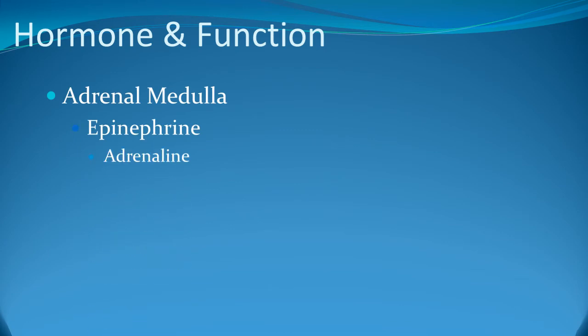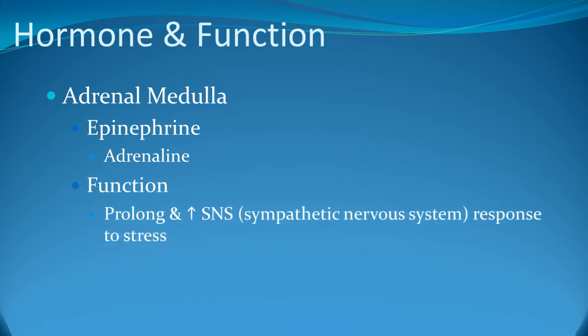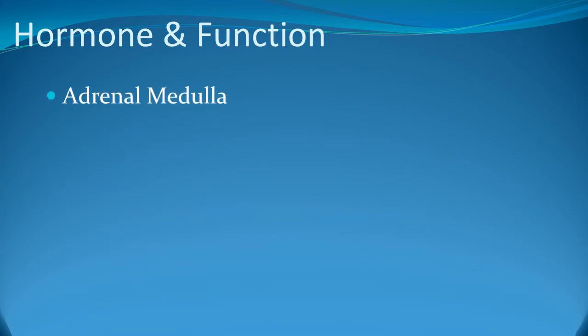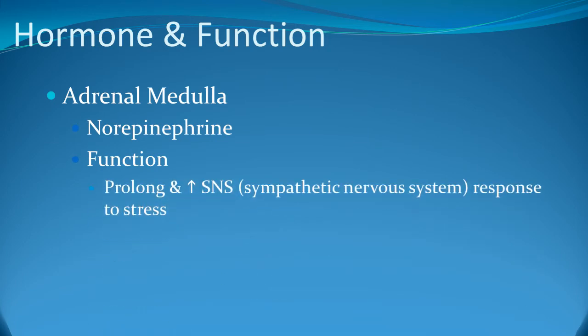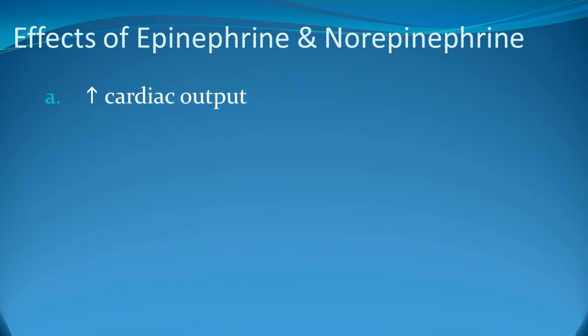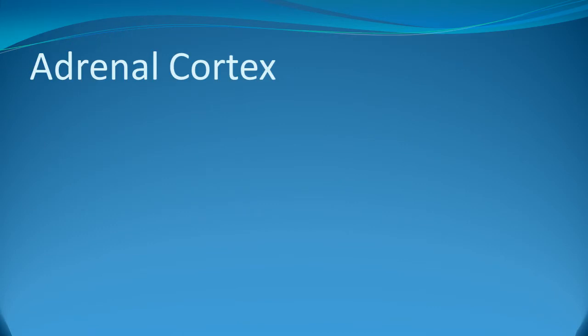The adrenal medulla produces epinephrine, also called adrenaline. Its function is to prolong the sympathetic nervous system response to stress. Norepinephrine also prolongs the sympathetic nervous system response to stress. The effects of epinephrine and norepinephrine are increased cardiac output, increased metabolic rate, vasoconstriction, and increase in respiratory rate.